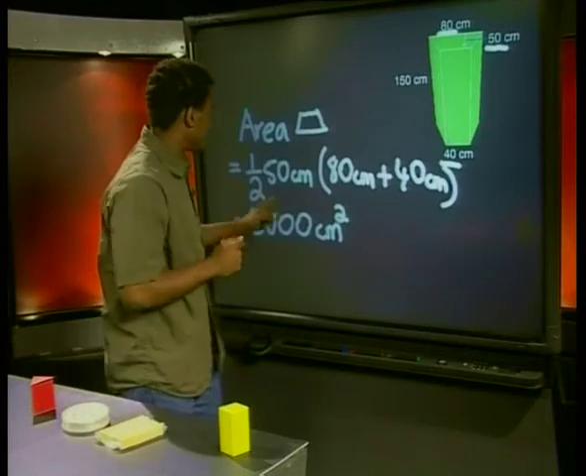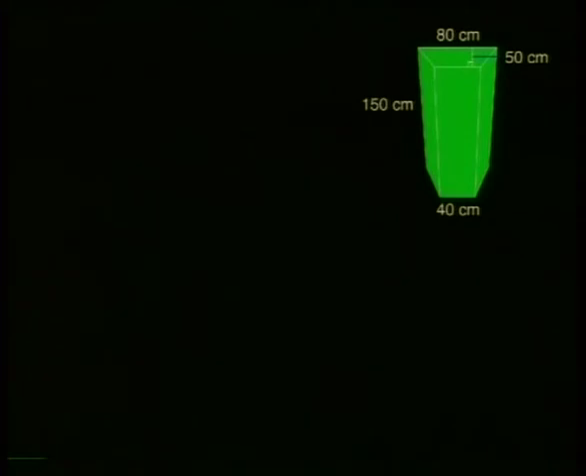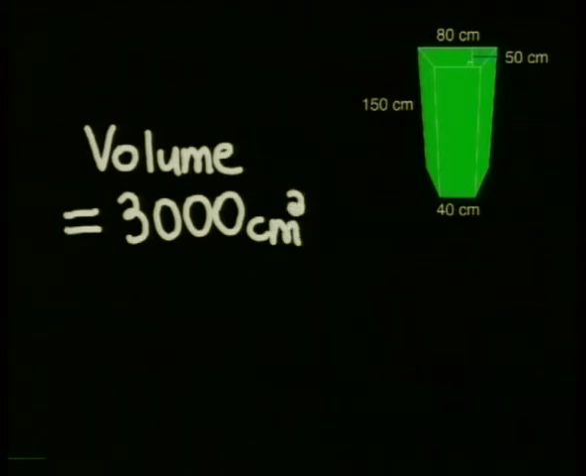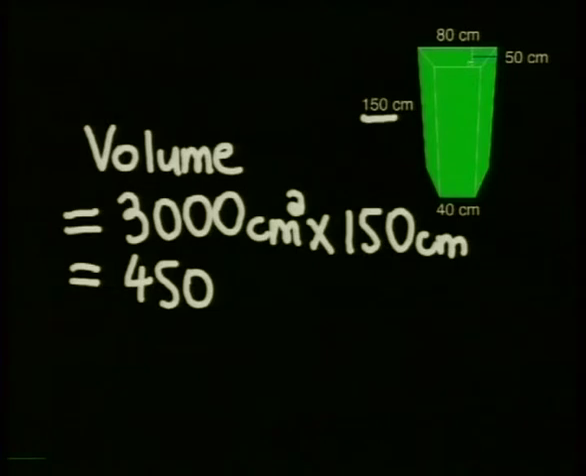Now let's substitute this area into our formula for volume. Since this is a right prism, the volume of our trapezoidal prism will be equal to the area of the base, which we found to be 3000 centimeters squared, multiplied by the height of the prism, which is 150 centimeters, which is equal to 450,000 centimeters cubed.